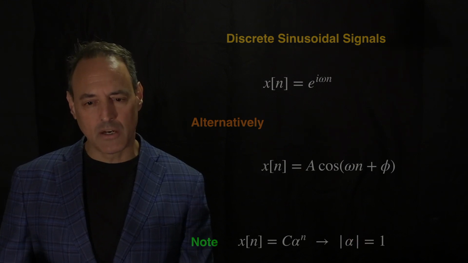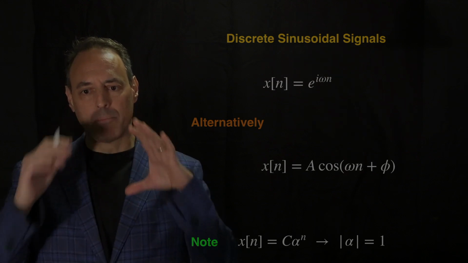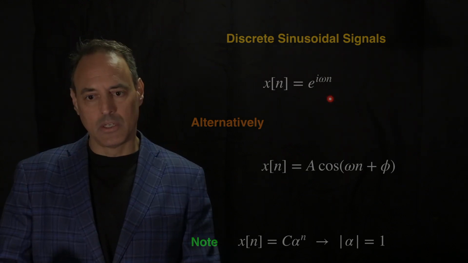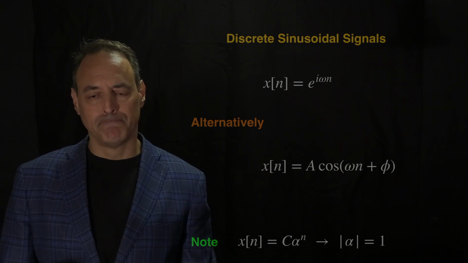In other words, you're sitting on a spot where you're going to always have periodic solutions, which we can represent in either of these two forms. All right, so here's a simple example.